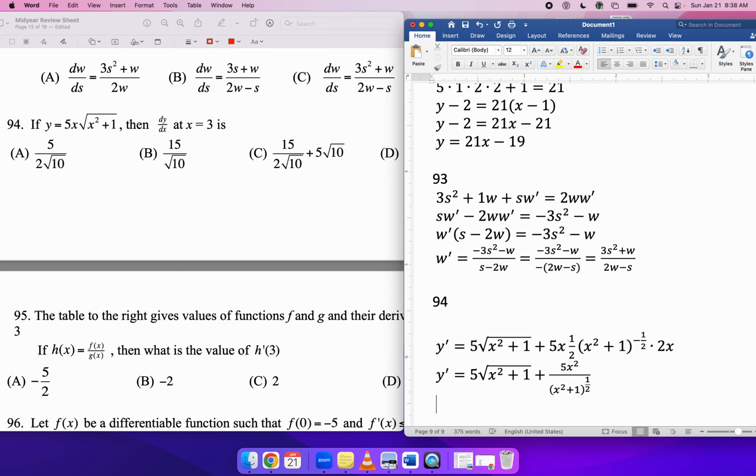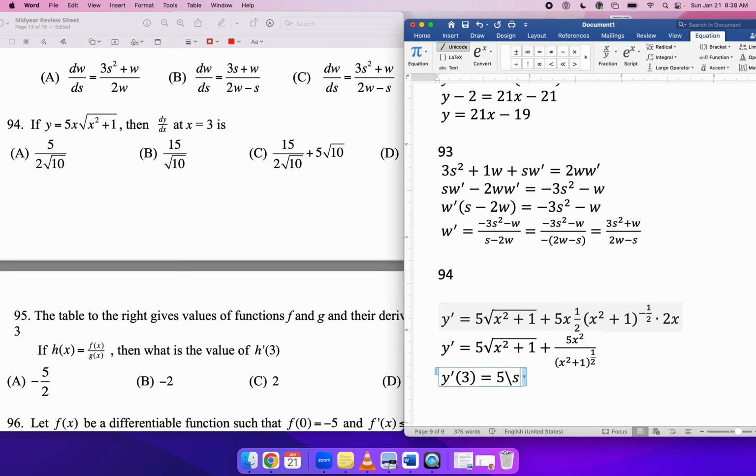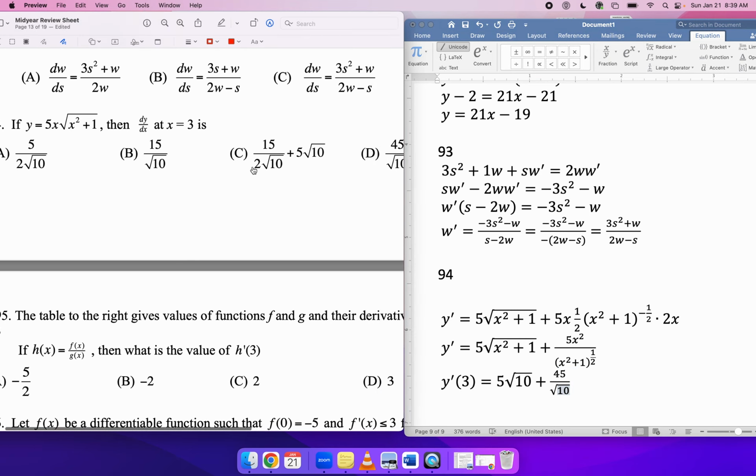Now I just need to plug in 3. So y prime evaluated at 3 is going to be 5 root of 3 squared plus 1 is 10, so root 10, plus 5 times 3 squared is 5 times 9 is 45, over, what is this denominator? It's root 10, isn't it? 3 squared plus 1 is, yeah. Okay, is that any of the options?